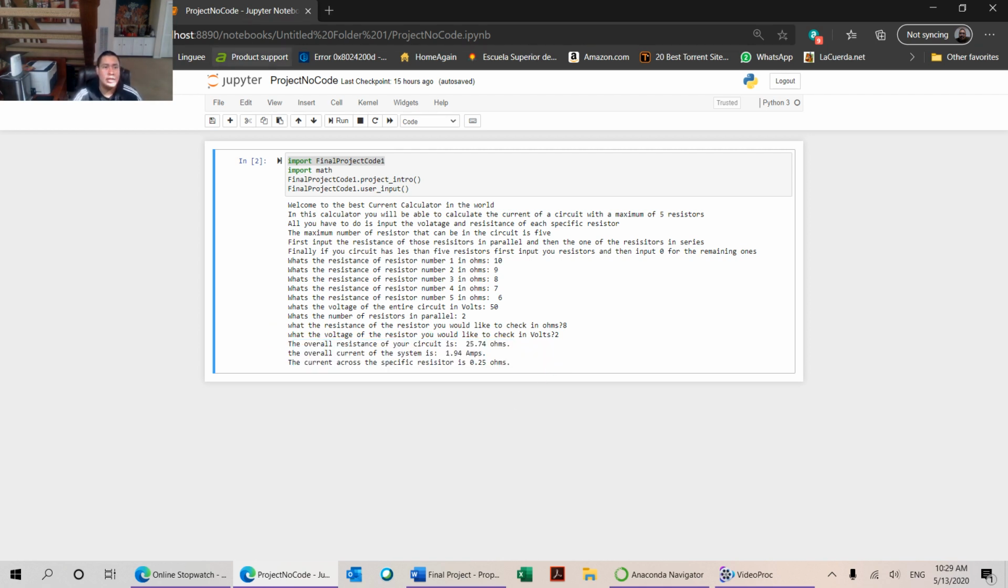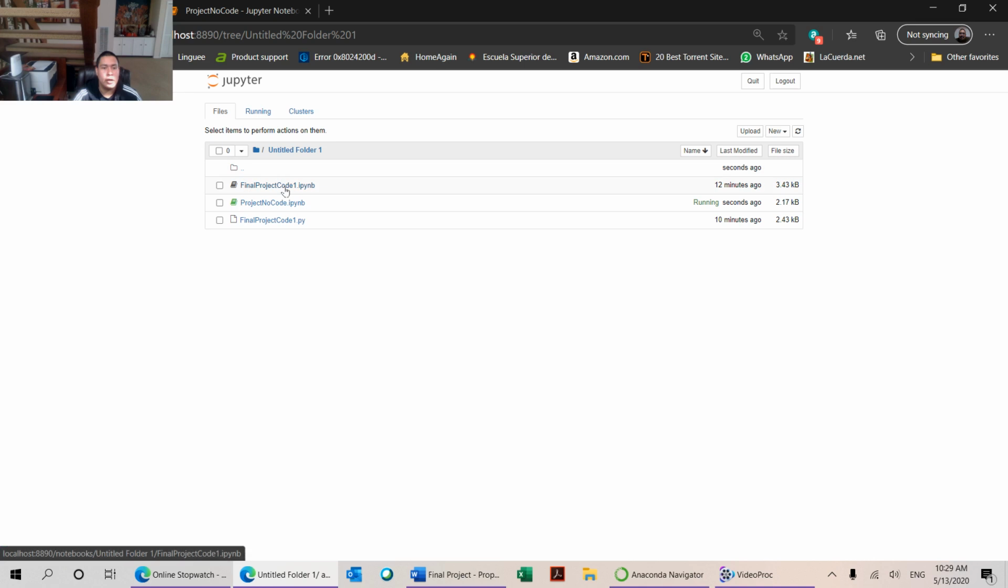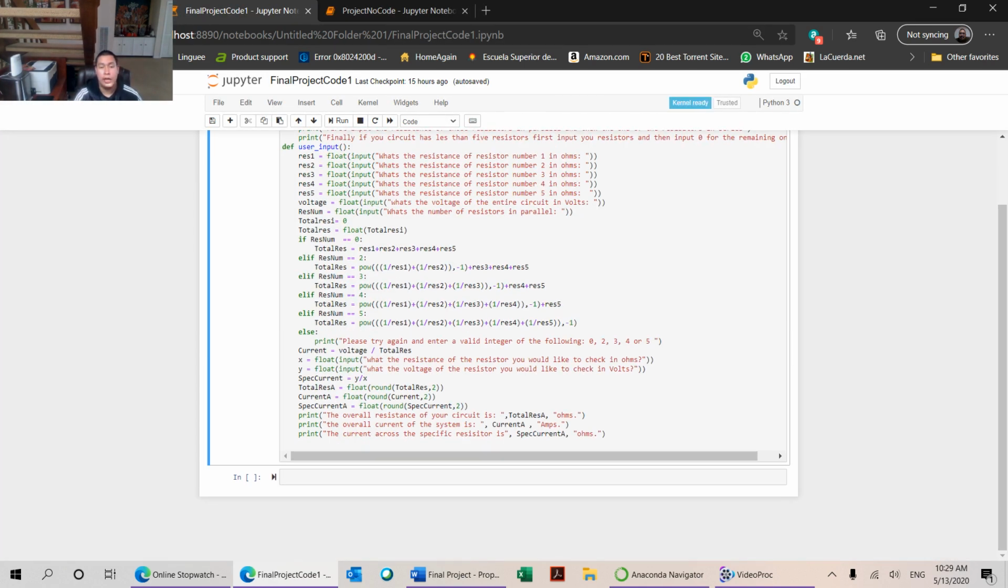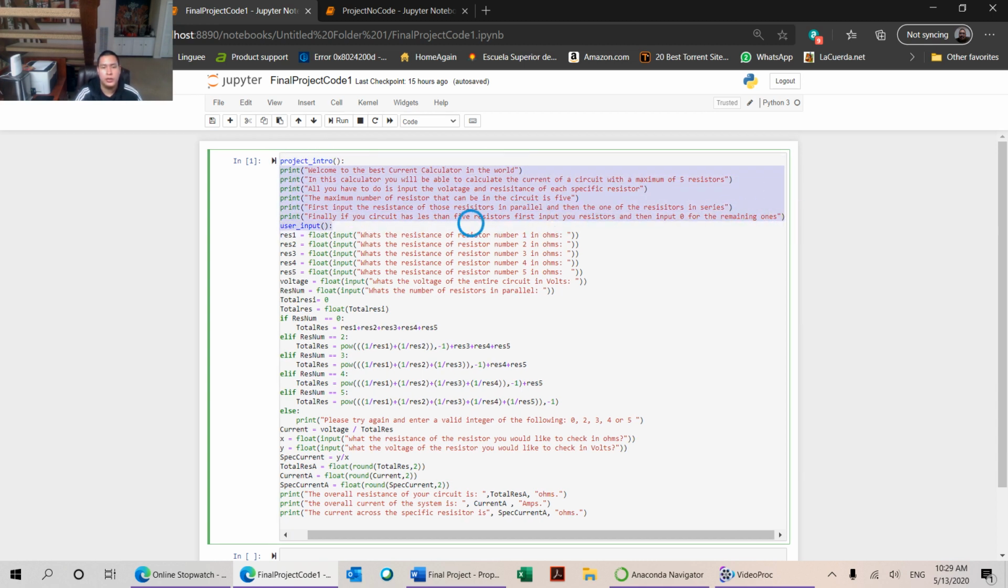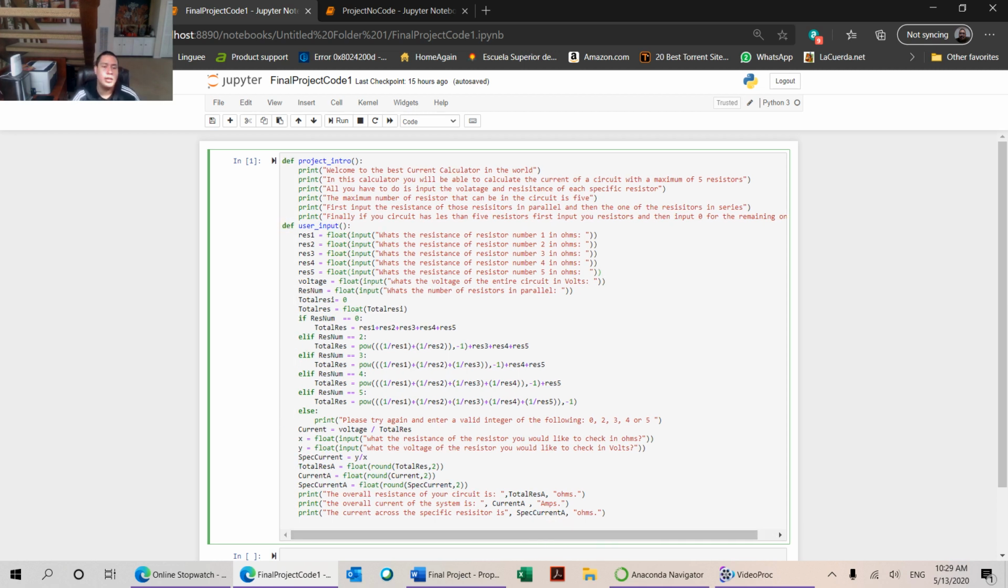Okay, now it's time to show you the real thing, the nitty gritty. Okay, so I have here final project code 1, and this is everything. It's not that bad. Here I have my define function project intro, where you see all the initial statements that I read, and then here's the math. Here's the important part. Here you have where I have my input first.